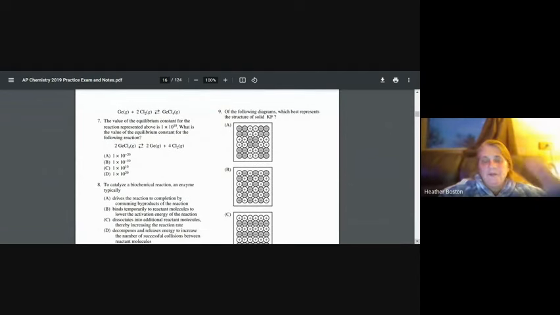Number 7, this is something we're in right now too. The value of the equilibrium constant for the reaction represented above is 1 times 10 to the 10th, which is huge. What is the value of the equilibrium constant for the second reaction?